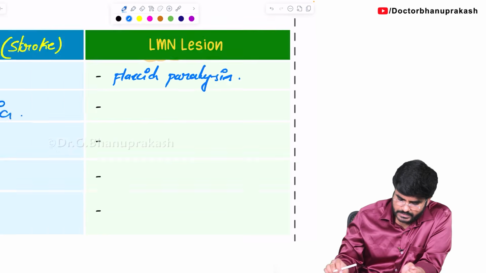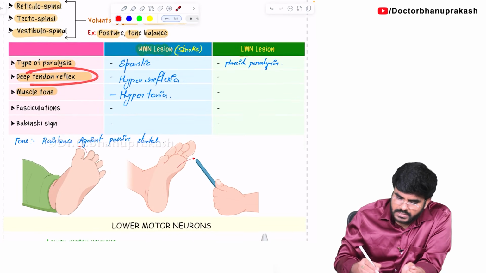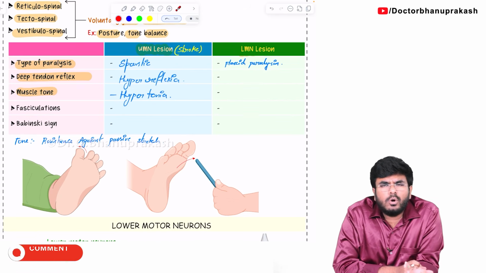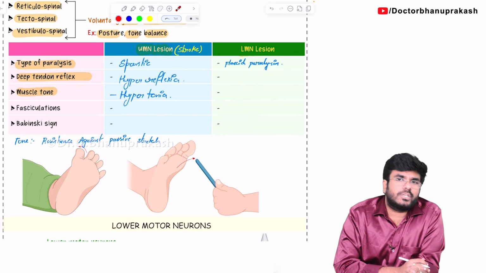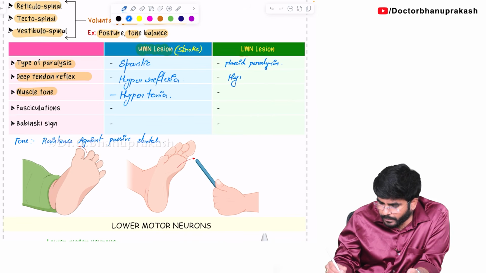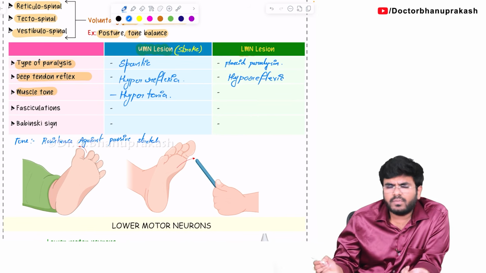Okay, flaccid paralysis. And what about the deep tendon reflexes? See, without the lower motor neuron, do you think the reflexes are possible? No, the lower motor neuron is involved in the reflexes. Without the lower motor neuron, reflexes are not possible. So there is going to be areflexia or hyporeflexia. Hyporeflexia or areflexia can be seen.